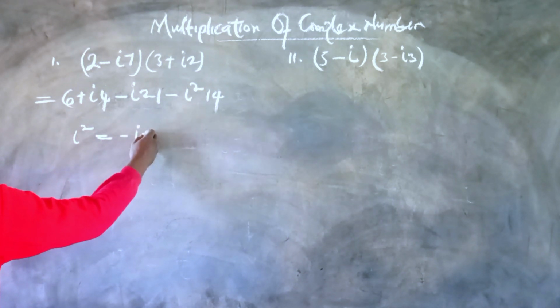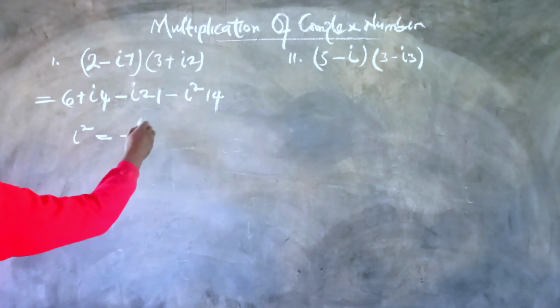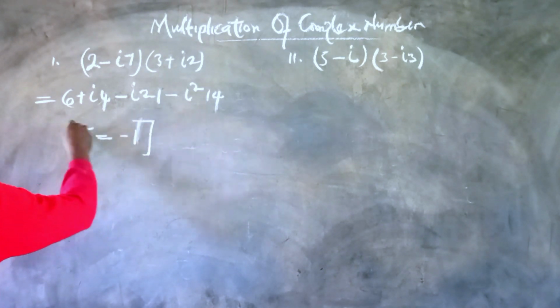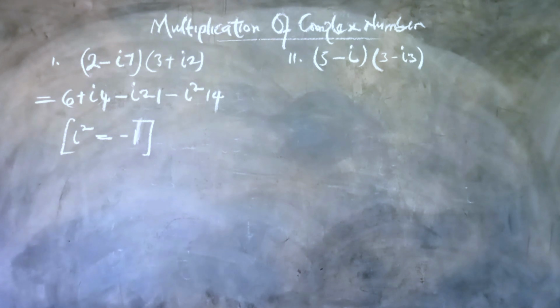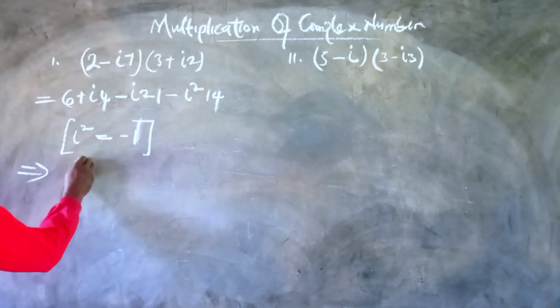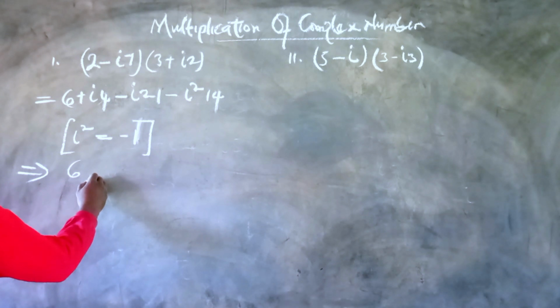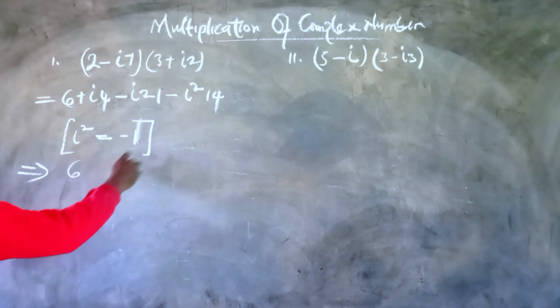I'm going to put a link to the lesson on that in the description so that you can go check it out just in case you need it. So i raised to power 2 equals negative 1, right? You probably remember that. So at this point, let us do that.